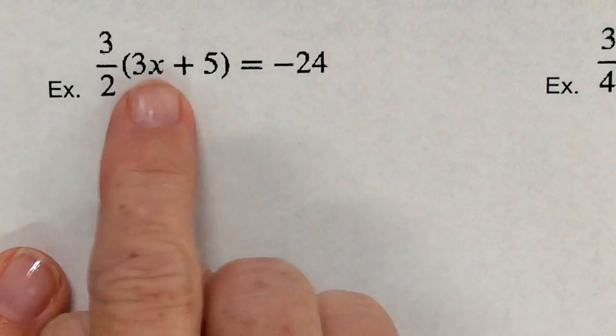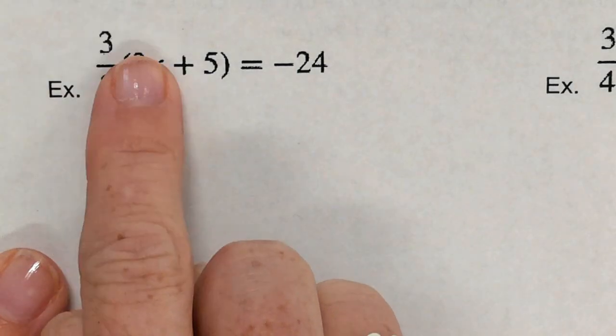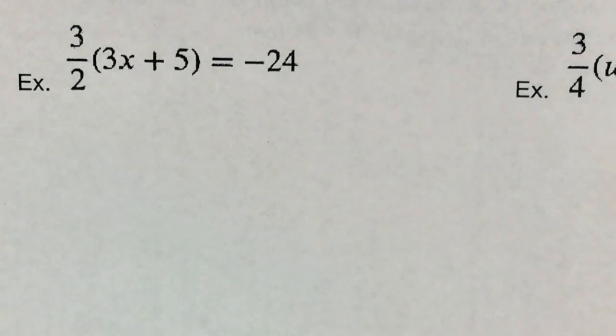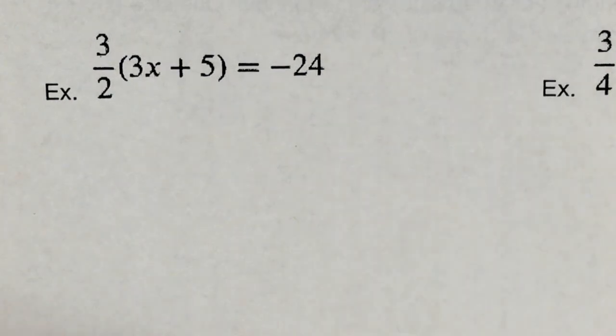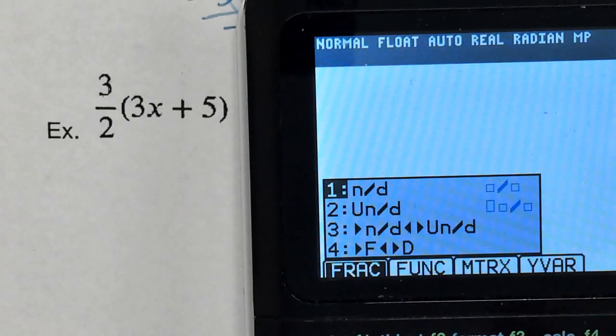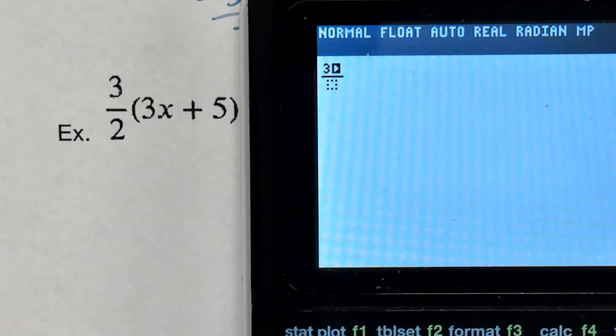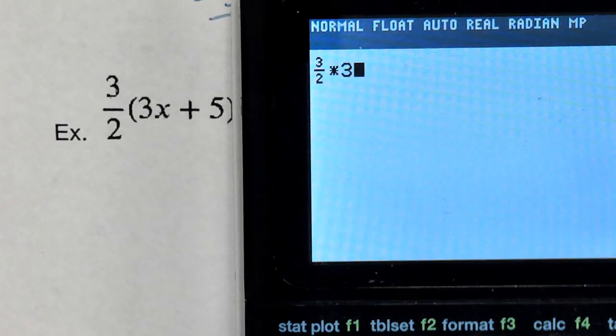So 3/2 times 3 is just 3 times 3 over 2. What's 3 times 3? 9 over 2. Was that hard? No. Yes. Okay. If you're struggling, how would you put this in your calculator? Alpha y equals option 1, 3 over 2, tab out times 3.